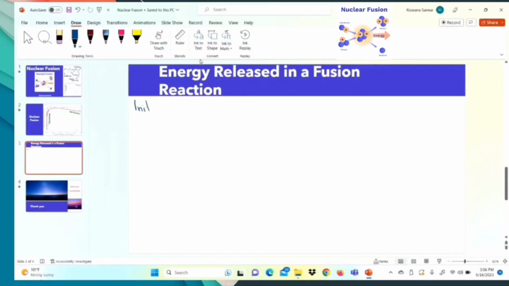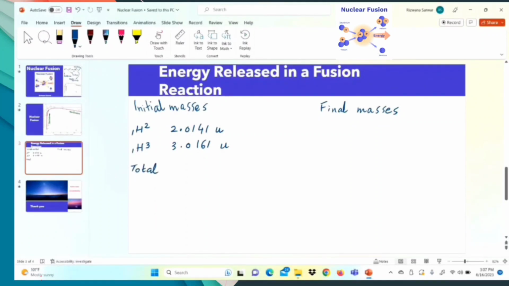Since the energy is released in this reaction, the total mass of the final nuclei is less than the total mass of the initial nuclei. To determine the energy released, we find the amount in atomic mass units U by which the total mass has decreased. Now the initial masses of deuterium and tritium are written here. We will find the total. Similarly, we will find the masses of helium and neutron and find the total mass, and we will see that the total mass of the final nuclei is less than the total mass of the initial nuclei.